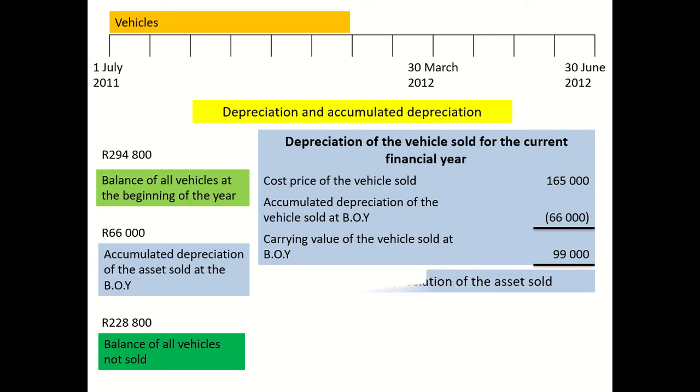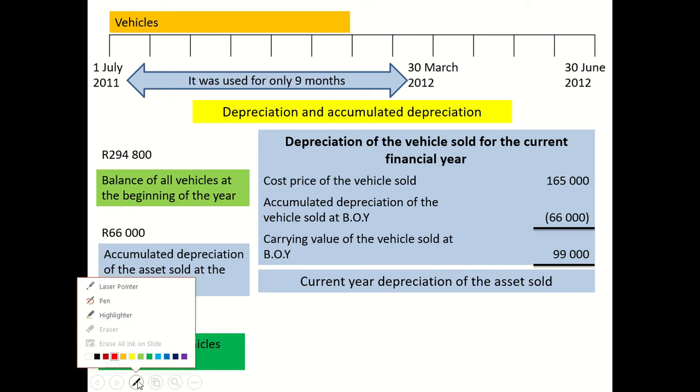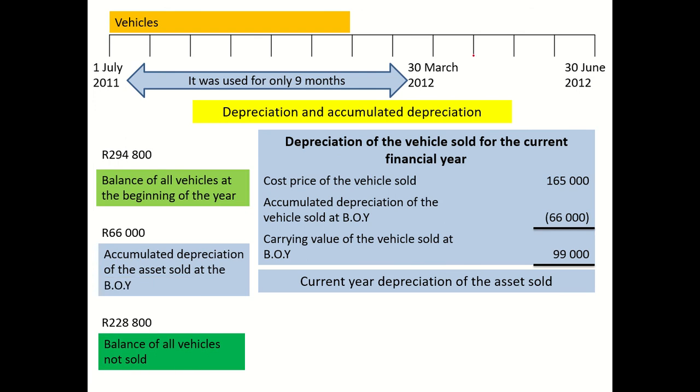In this case, for you to calculate the current year depreciation of the asset sold, you will simply take the carrying value of the asset, which is 99,000, but you'll have to apportion it. This is because we didn't use this asset for the entire year. We only used it for 9 months. Basically, this asset was used from the beginning of the financial year up to the end of March, the 30th of March, and that will be 9 months.